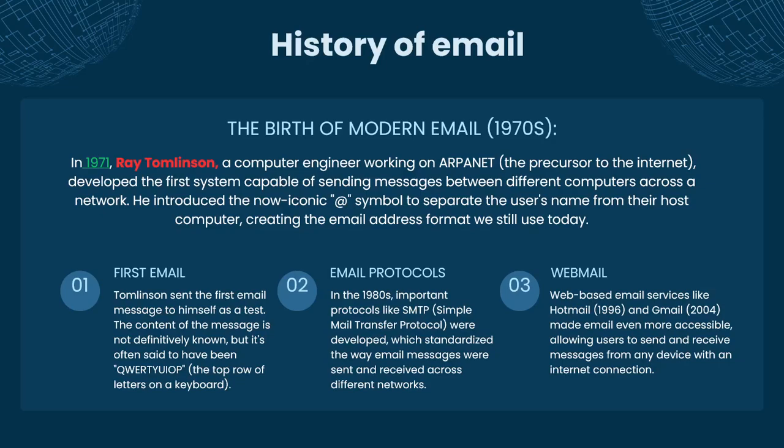If we talk about the evolution of email, the first email Tomlinson sent in the 1970s had as its content the top row of letters on a keyboard, QWERTYUIOP. So that was the first content of an email. Over the years email developed further, and in the 1980s email protocols were introduced. One of the important protocols is SMTP, Simple Mail Transfer Protocol, which was developed and also standardized the way email messages were sent and received across different networks.